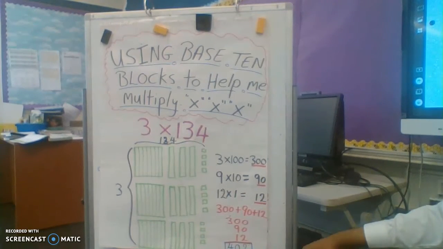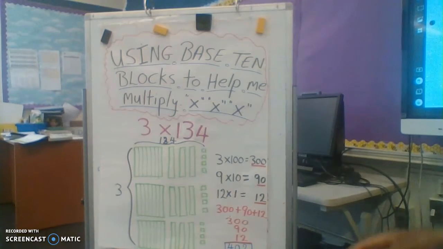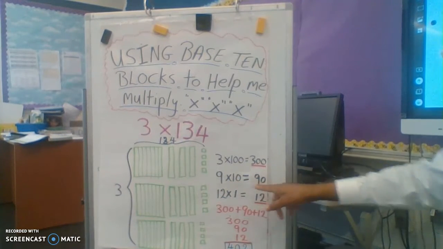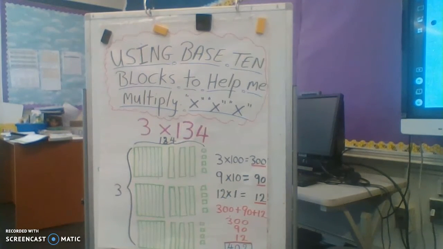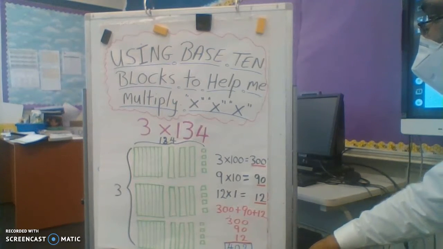How many is a long? Just like I have on the board there. A long has how many ones in there? 10 ones. So therefore, we multiply 9 times 10. And 9 times 10 is equal to 90. Good job. Because everybody knows how to count by 10s.